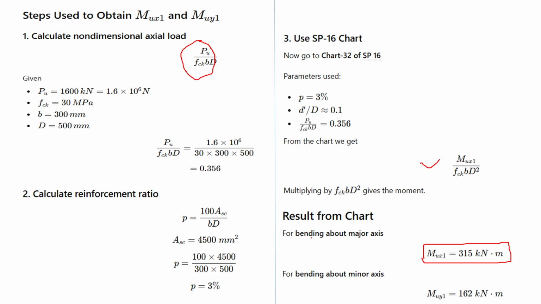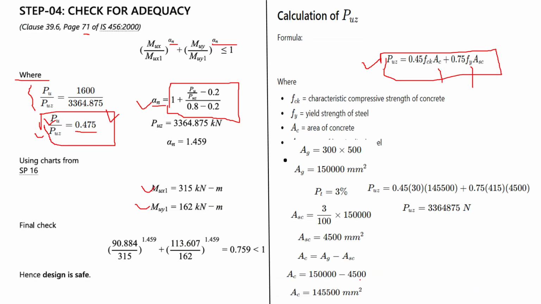Similarly, the bending moment about the minor axis you will get using the same chart. The only difference is that you multiply with b square, sorry, b square. You will get 162 kilonewton. Okay, I hope it is clear. So you just got the bending moment about the major axis and the bending moment about the minor axis.